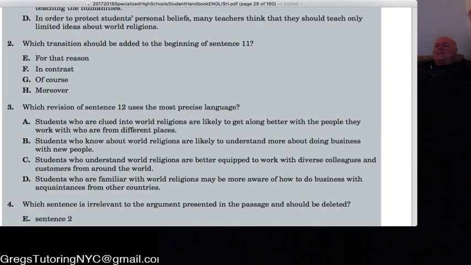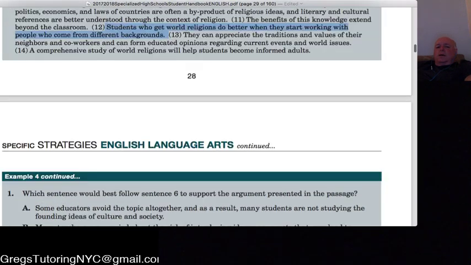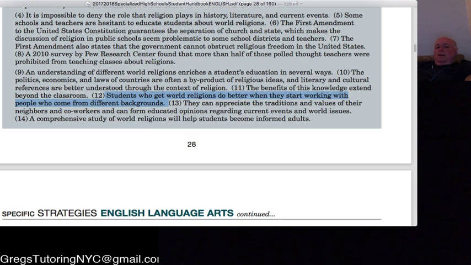So which is precise, and which really meant to say something but didn't? When you read sentence number 12, it should have leaped out at you. Let's read sentence 12. Students who get world religions do better than when they start working with people who come from different backgrounds. Students who get world religions? What do they mean, get world religions? That's sloppy, right? By itself, what can be more precise? Students who understand world religions is better than get.